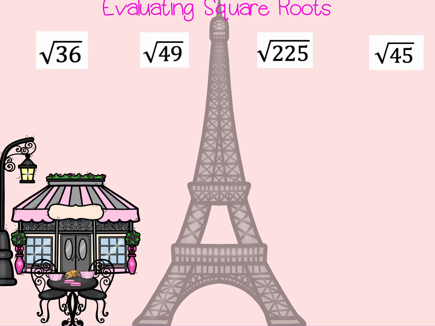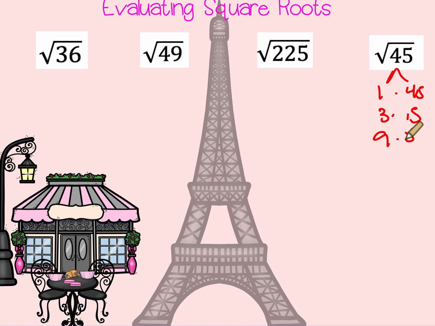Now, this number here has no perfect square, and that's because no matter how we try and break it down with a factor tree, it's 1 times 45, I could do 3 times 15, I could do 9 times 5. There's no way to get it down to a number times itself. So, because I cannot get it down to a number times itself, we know it's not a perfect square.